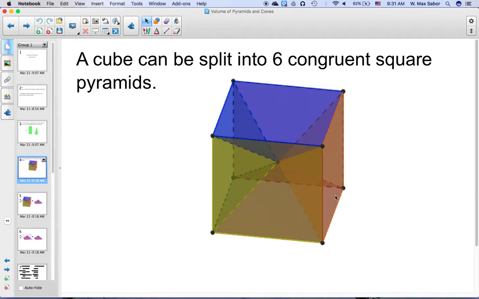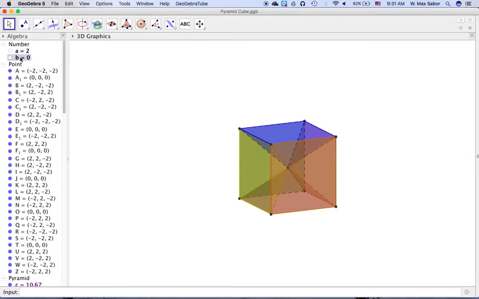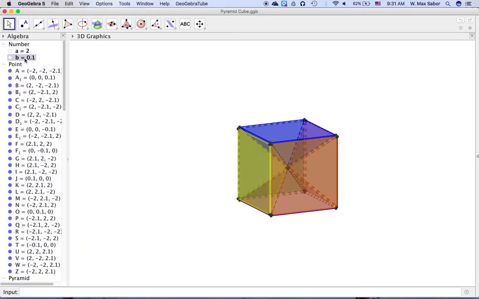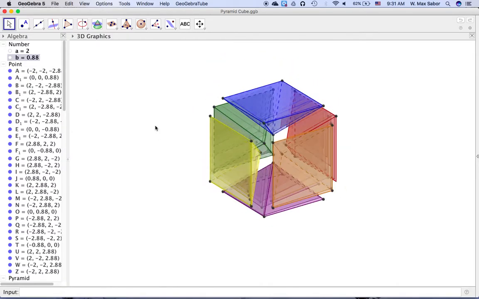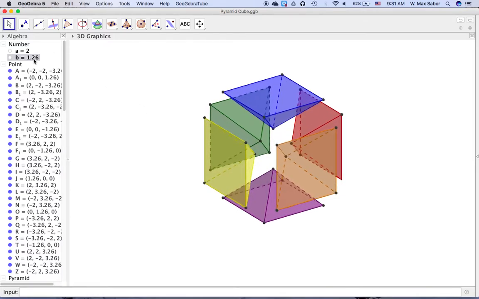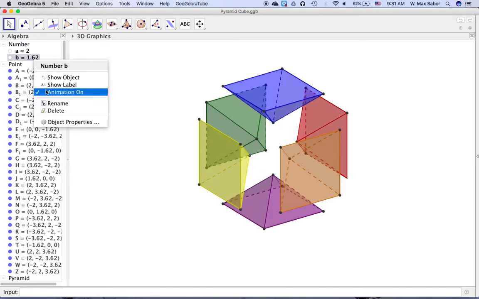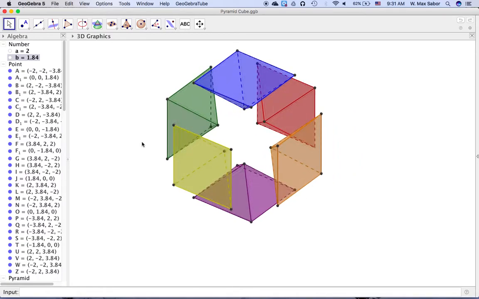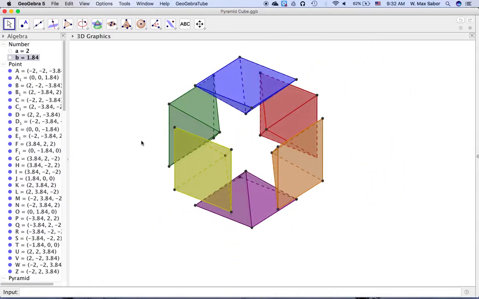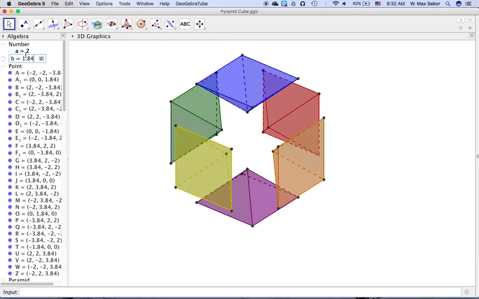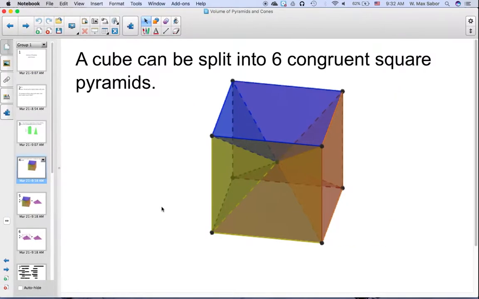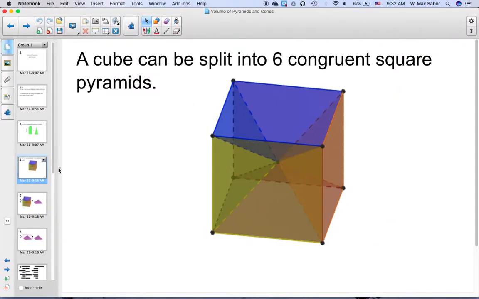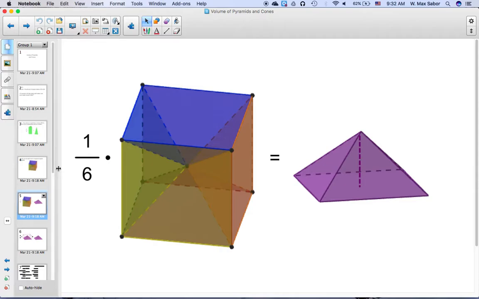It might be hard to see these 6 congruent square pyramids, so I've animated this for you so you can see. Those are the 6 square pyramids. They're separating so that you can see that there are 6 of them. They're all the same. So you have 6 congruent square pyramids, and if you put them together, they make a cube. So we take this cube, split it into 6 congruent square pyramids. So 1/6 of the cube will be the square pyramid.